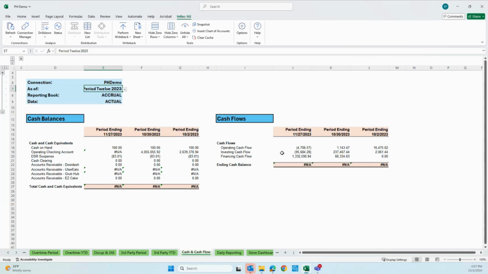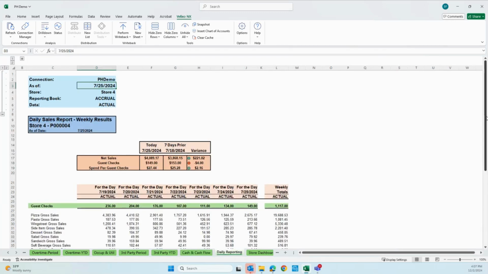And then here is the cash flow activity, just a summary of what the cash flow statement would look like in terms of the operating, investing, and financing cash flows. Looks like I do have a formula fix I need to make to pick up the total activity here correctly. But you get the idea here in terms of the type of reporting that can be done even for cash balance and cash flow activity.